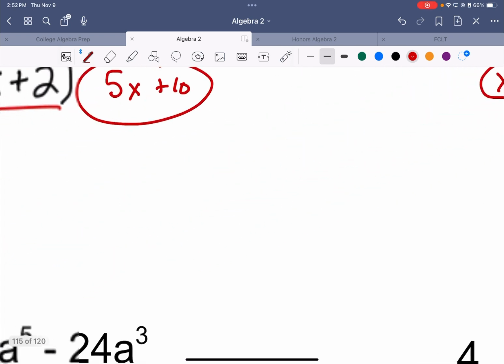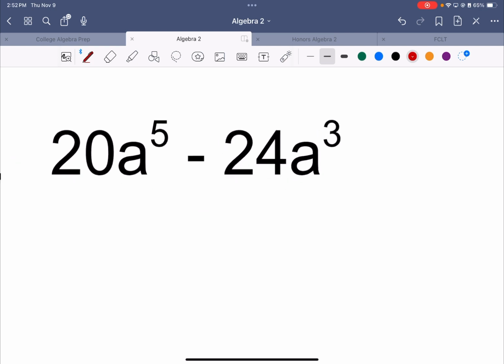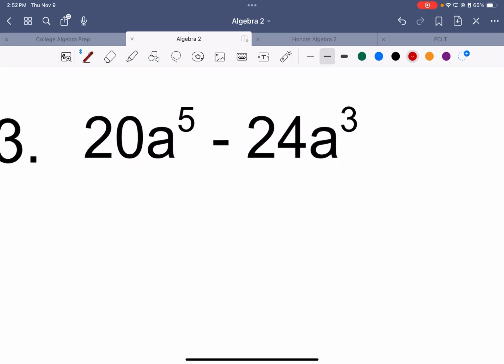A couple things when you're factoring out that you want to make sure always happens. When you factor out, you always want to make sure that if your leading term, if your first term is negative, factor out a negative. So I'm going to change this problem. I'm going to make this problem negative 20a to the 5th minus 24a to the 3rd. Anytime your first term is negative, you're always going to factor a negative out.